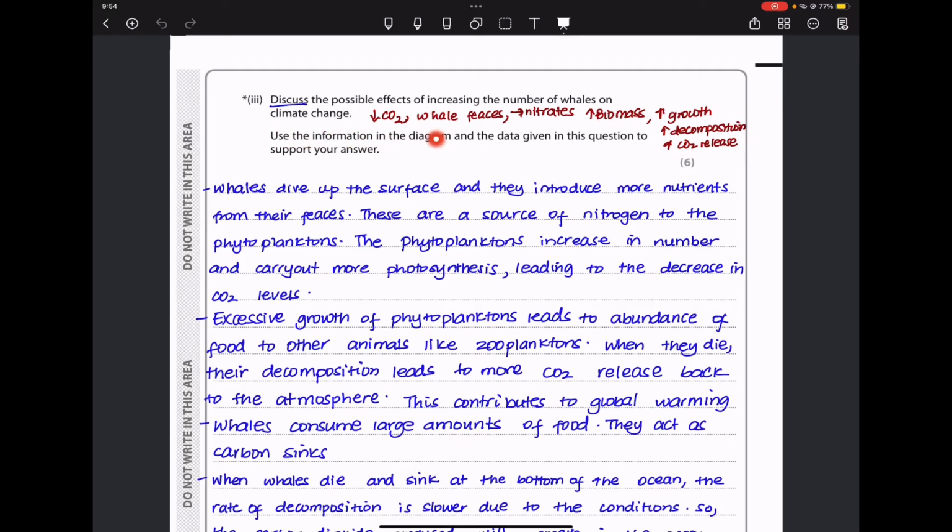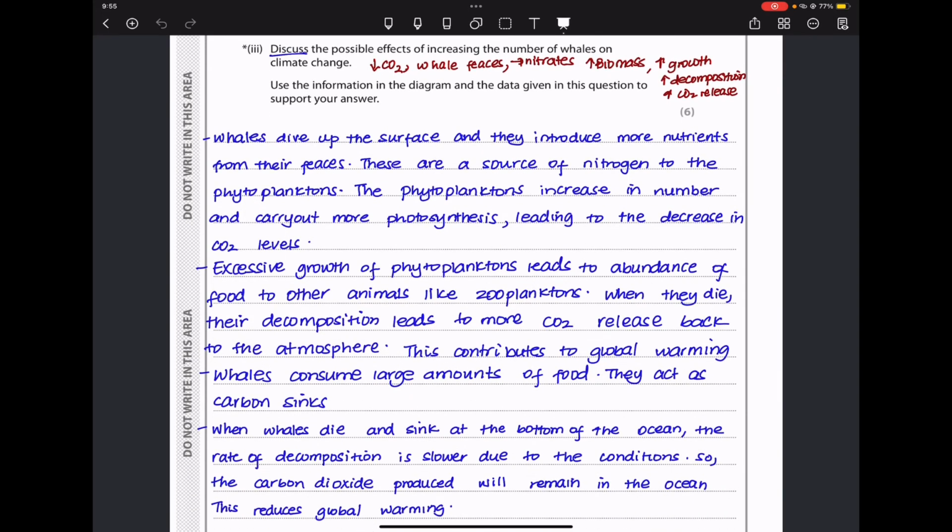So they say use the information in the diagram and the data given in this question to support your answer. I said whales dive up to the surface and they introduce more nutrients from their feces. These are a source of nitrogen to the phytoplanktons. The phytoplanktons increase in number and carry out more photosynthesis, leading to the decrease in CO2 levels. Excessive growth of phytoplanktons leads to abundance of food for other animals like zooplanktons. When they die, their decomposition leads to more CO2 release back in the atmosphere. This contributes to global warming.